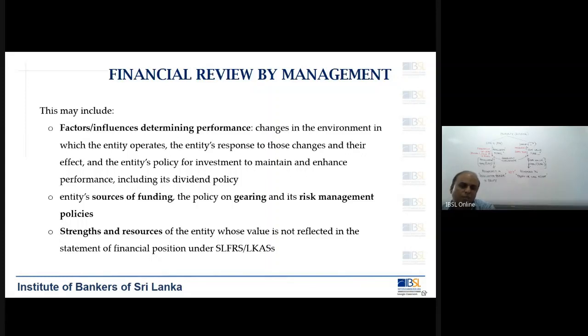So companies have to talk about it. Then only the reader will understand how these have impacted the business of the company. What has impacted their profitability? Why has their financial position come down? All those have to be given in detail.